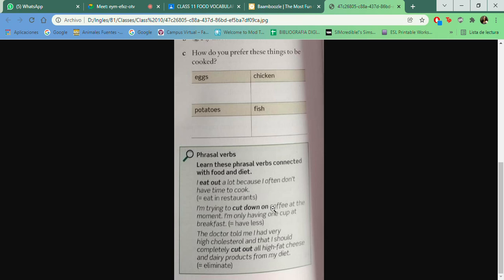Very good. And then we have cut down and cut out. Let's see the difference. I'm trying to cut down on coffee at the moment. I'm only having one cup at breakfast. This would mean to decrease or have less, right? To cut down. Reduce, right? It's a synonym of reduce. Okay.